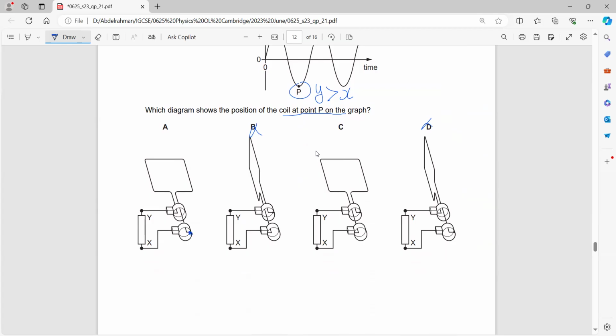At this point with the slip rings, what's happening? X would be greater than Y. At this point, X is greater than Y. But we need Y to be greater than X, which is the same case as the initial diagram.